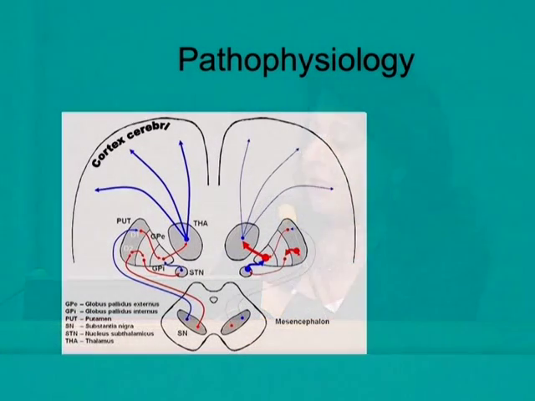For example, this is another example. SN is substantia nigra, putamen is another part of the brain, and globus pallidus is slightly towards the center. Putamen and globus pallidus are called basal ganglia. So some people, when they have a problem with anoxia, lack of oxygen to the brain, that part of the brain gets affected and they can have Parkinson's disease.